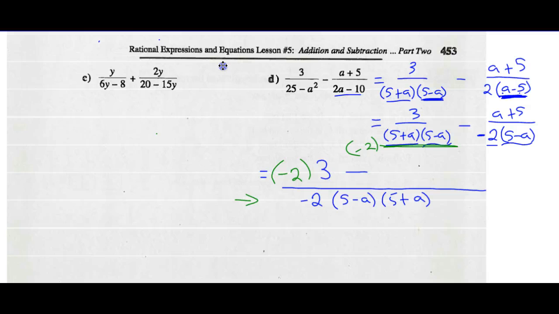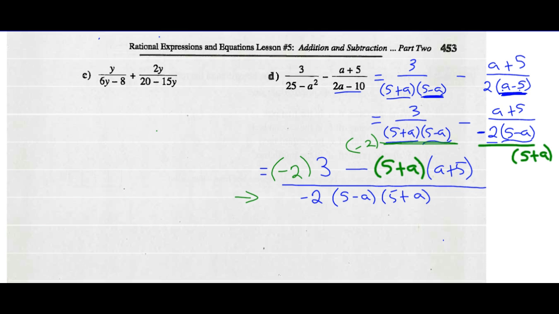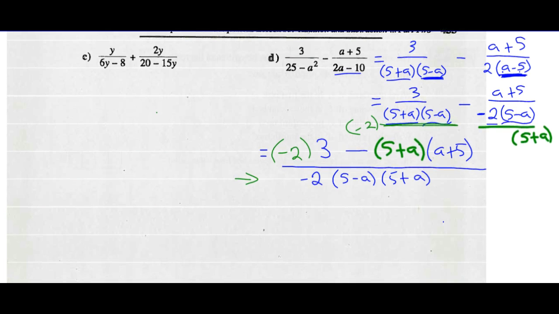Well, to make this denominator look like my common denominator, I have to multiply that by 5 plus a. So if I'm going to multiply my denominator by 5 plus a, I must multiply my numerator by 5 plus a. So my numerator is a plus 5. So I've now written equivalent rational expressions using this common denominator.